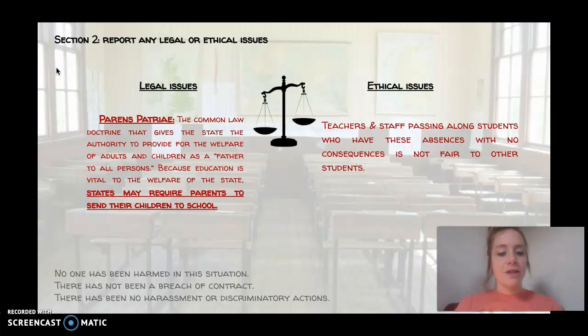I have that teachers and staff are passing along students who have these absences with no consequences, and it's really not fair to the other students who have been there every single day. Down below, I have no one has been harmed in this situation. There really hasn't been a breach of contract or any harassment or discriminatory actions.